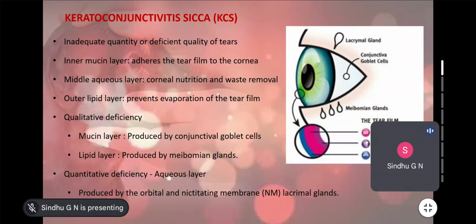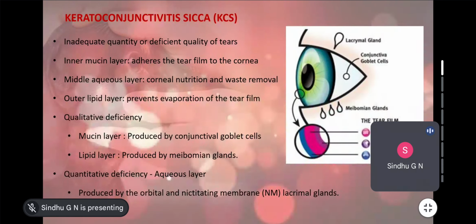The next condition is keratoconjunctivitis sicca or KCS. It is inadequate quantity or quality of the tear film. So basically, tear film is the physiological layer of cornea which protects the cornea and helps in removing waste metabolites from the eye and to provide nutrition to the cornea and eye.